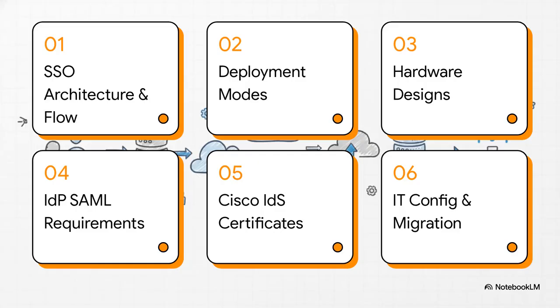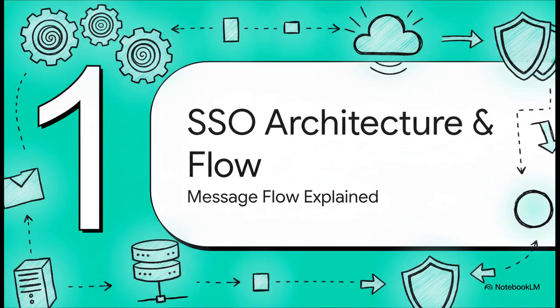All right, so here is our roadmap for today's explainer. We'll start with SSO architecture and message flow, then move into choosing your deployment mode, followed by hardware and agent reference designs. After that, we'll hit identity providers, SAML requirements, managing Cisco IDS certificates, and wrap up with IT configuration and user migration. Okay, Section 1, SSO architecture and message flow.